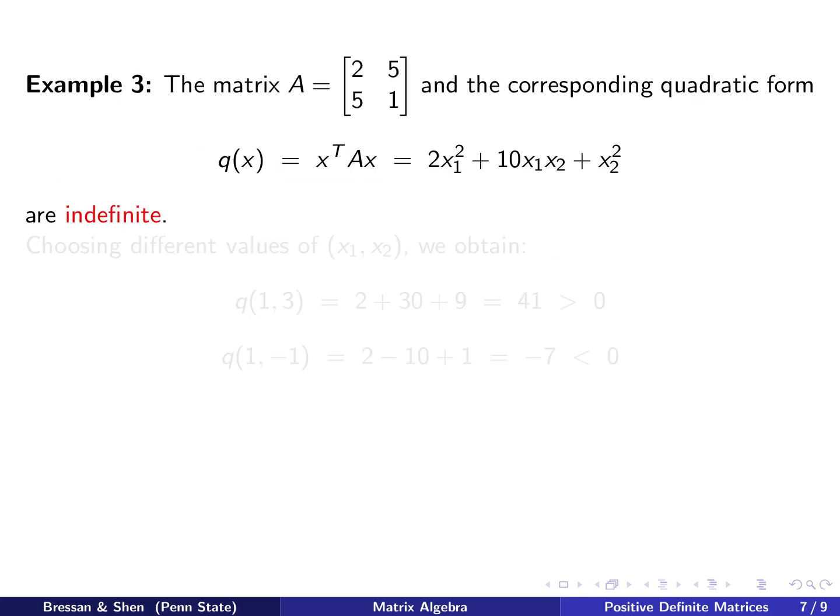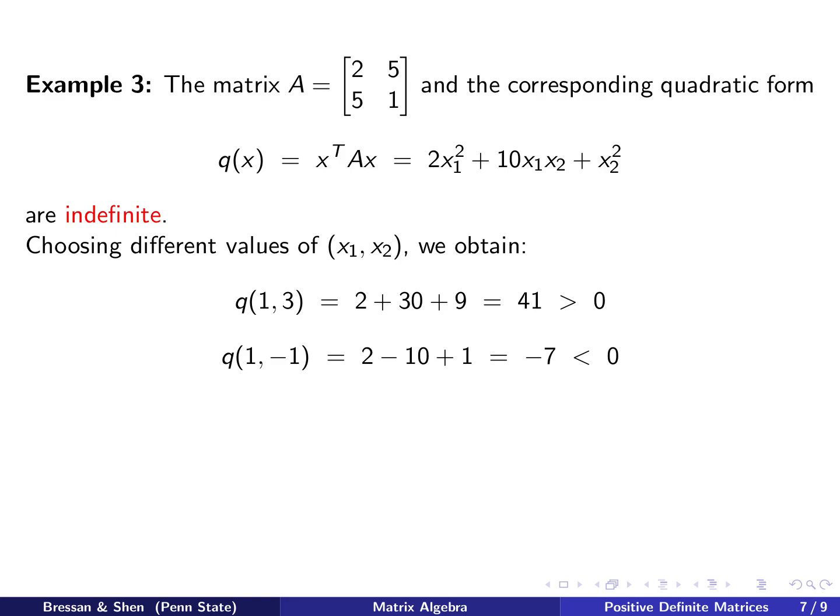One more example. We have this matrix with 2, 1, and 5 and 5, and then we can write out the quadratic form, which is here. So 2, 1 goes here, 2 and 1, and 5, 5 makes 10, and it's here. So we want to show that this is actually indefinite.